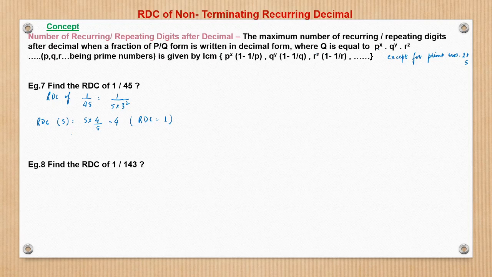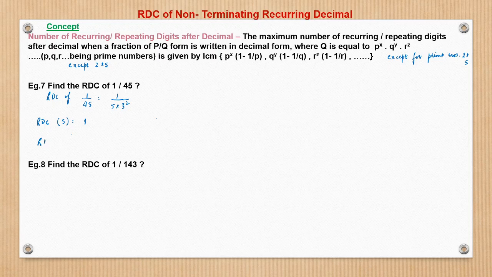So p raised to power x, q raised to power y, r raised to power z, with p, q, r being prime numbers except 2 and 5. So for 2 and 5 we will not use this formula, right? This is not relevant, because we know the RDC of 5 alone would be only 1, right? This will give a terminating decimal, so there's no recurring or repeating pattern here. So RDC we take as 1.